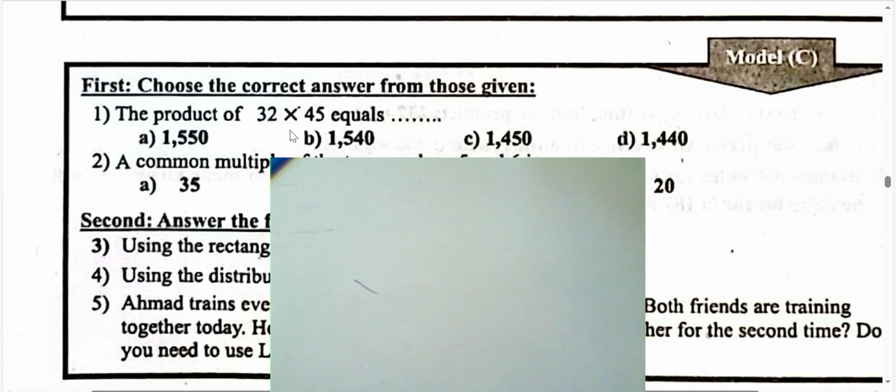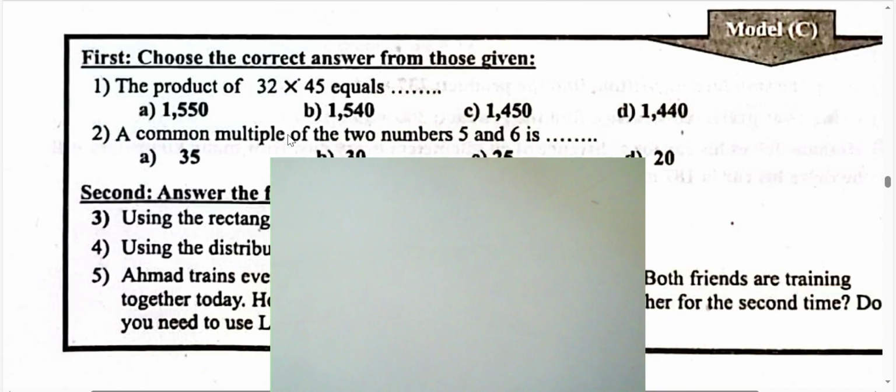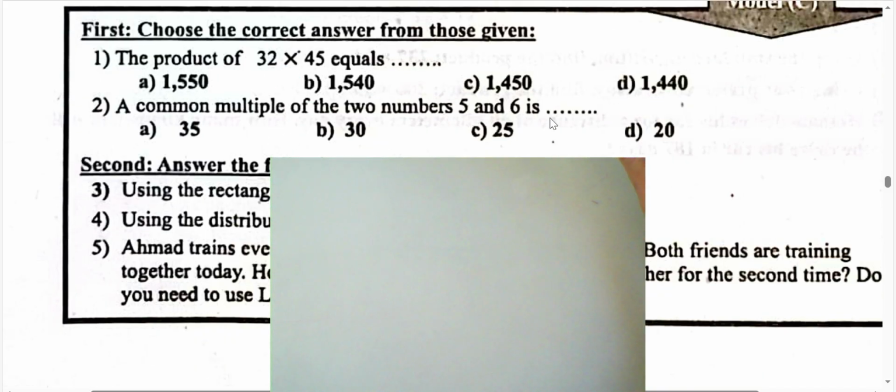Next example. Next question, number 2. The common multiple of two numbers 5 and 6 will be their product. It will be 30, because 5 and 6 we call relatively prime numbers. They can't be divided by a number without 1.